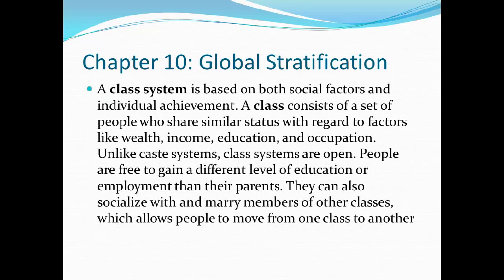A class system, unlike a caste system, is based on both social factors and your individual achievement. Class consists of a set of people who share similar status in regards to factors like wealth, income, education, and occupation. Unlike the caste system, class systems are open. People are free to gain a different level of education or employment than their parents. They can also socialize with and marry members of other classes, which allows people to move from one class to another.